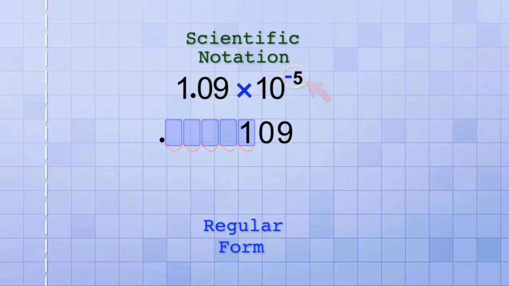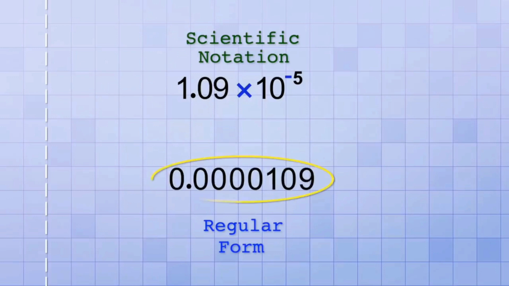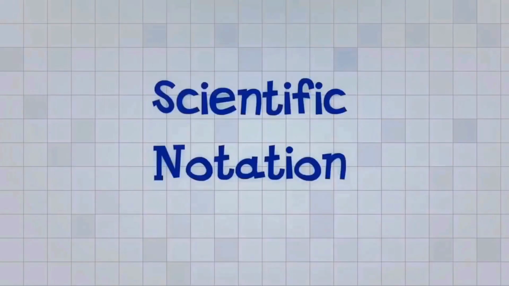And any places that we shift past that don't already have a digit should be filled with 0. We also put 0 in the one's place. That is always a good form for a decimal number. So the number in regular form is 0.00000109.